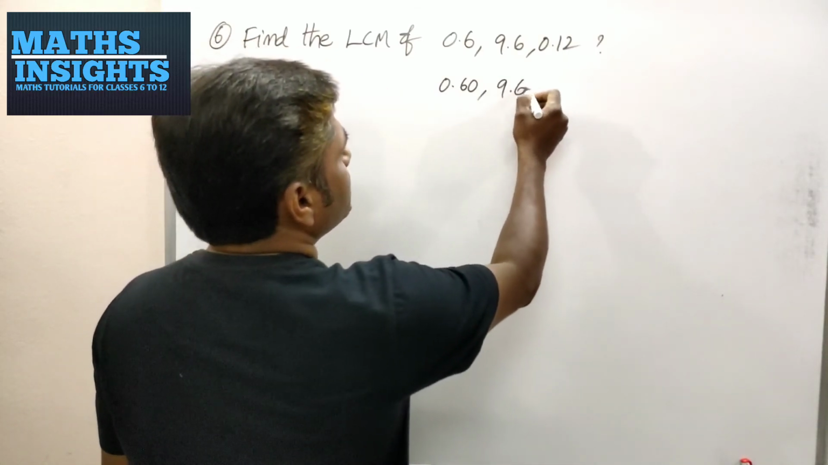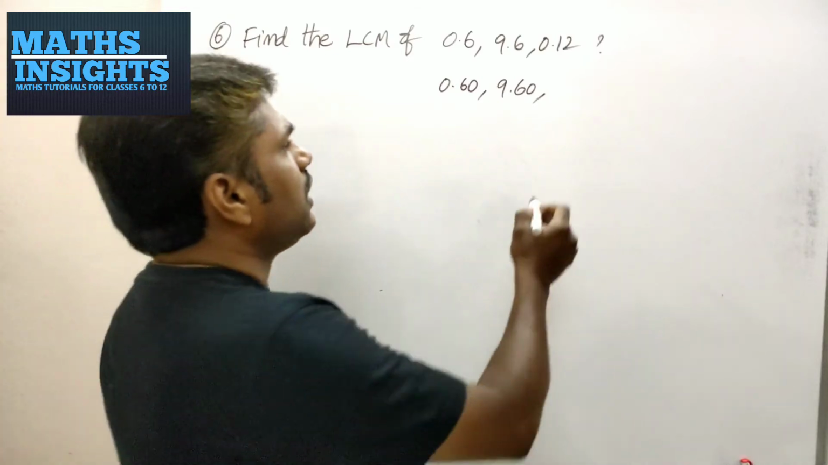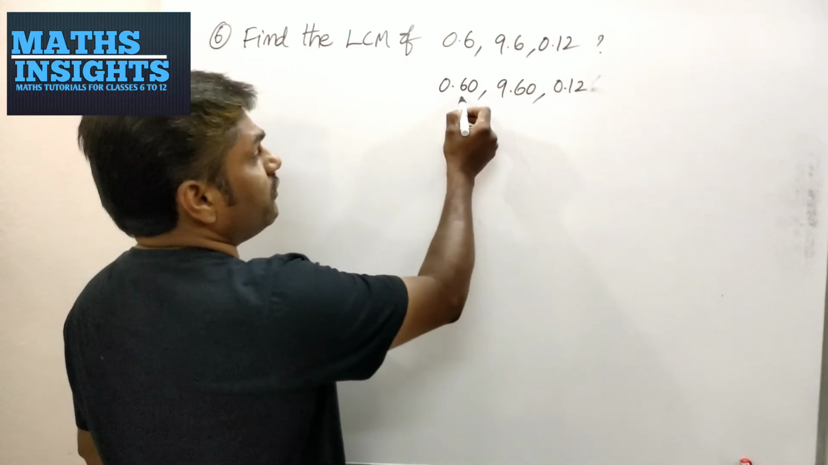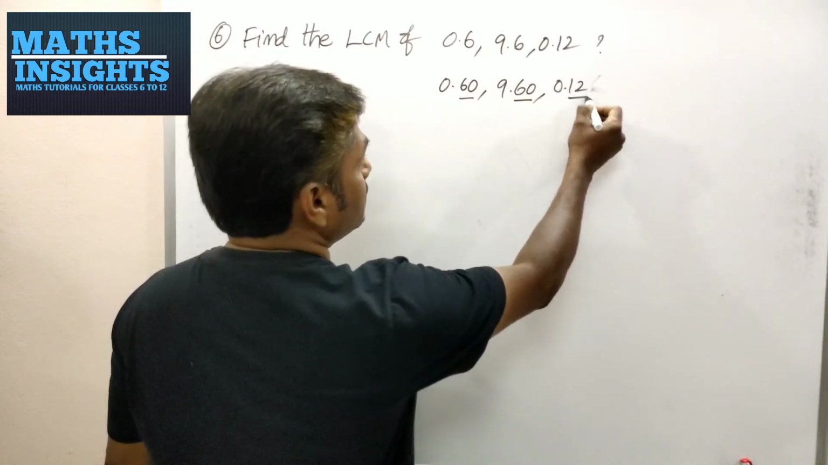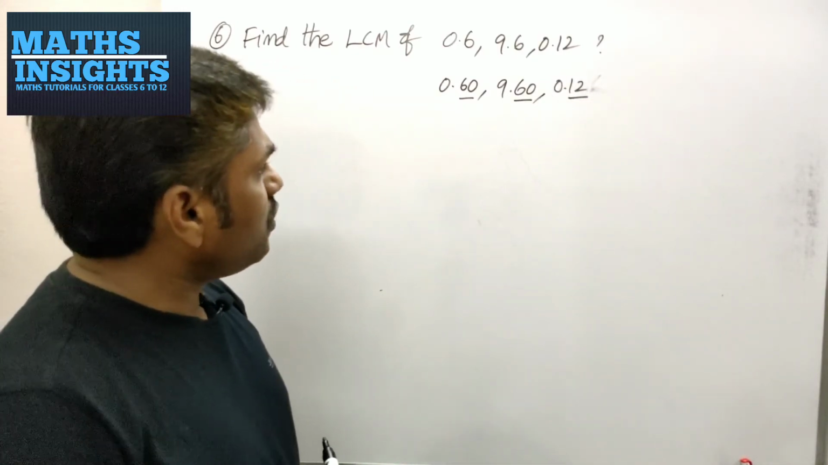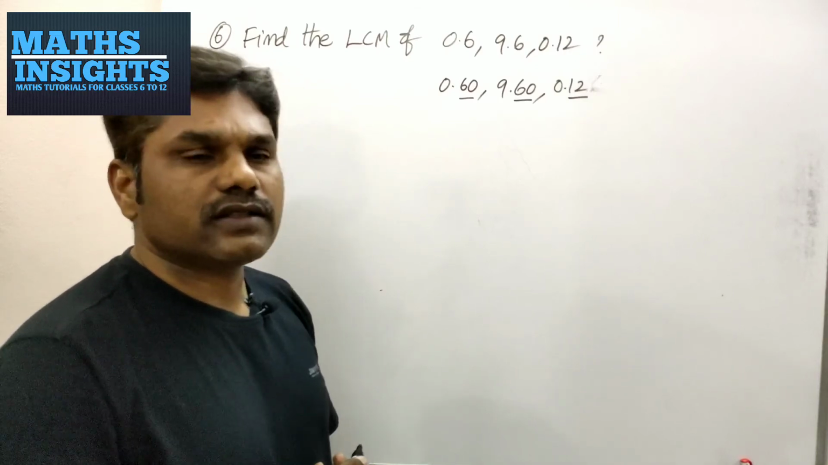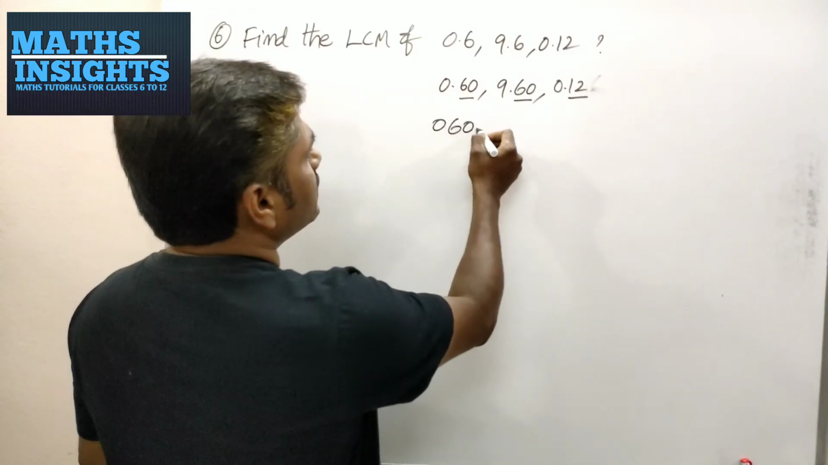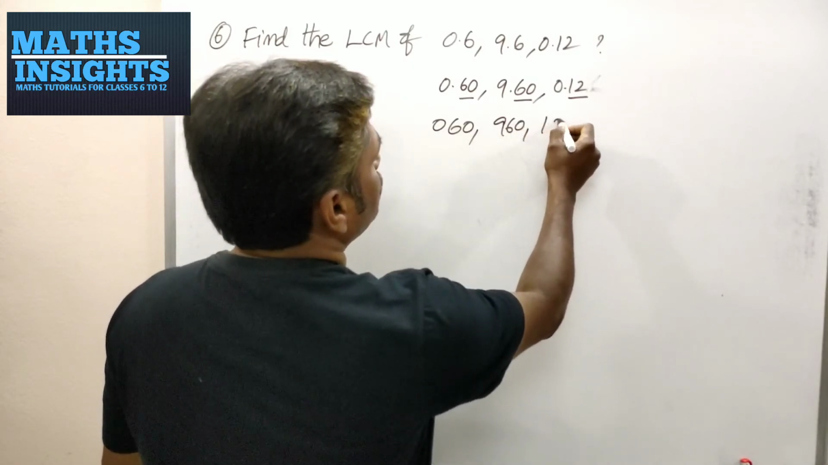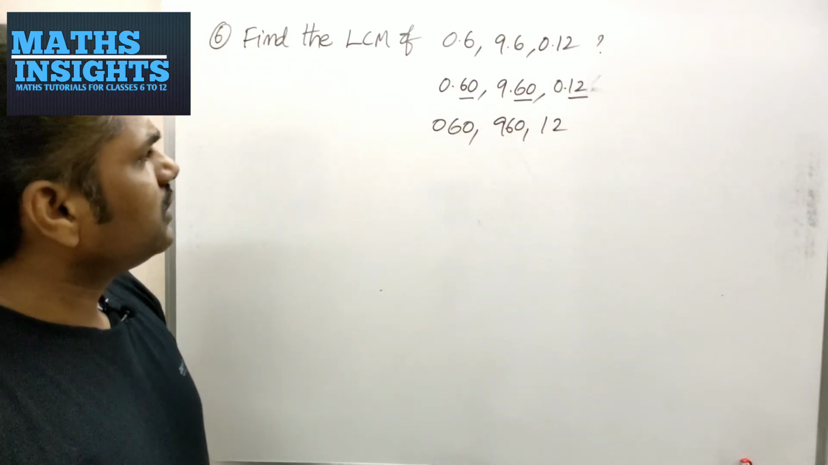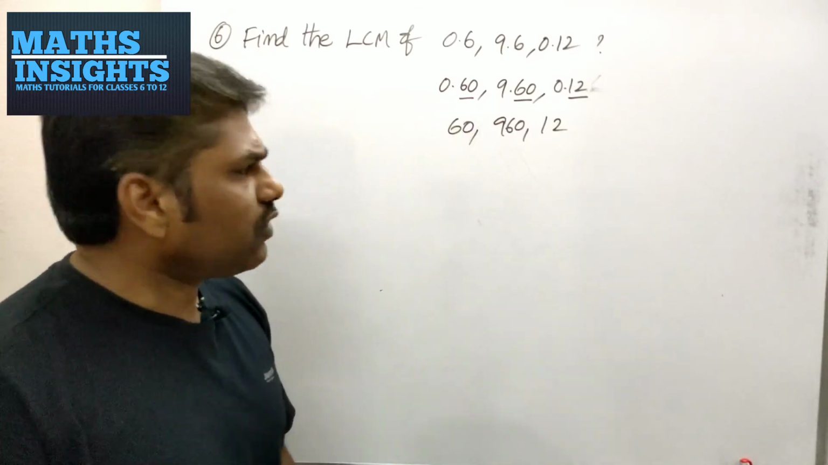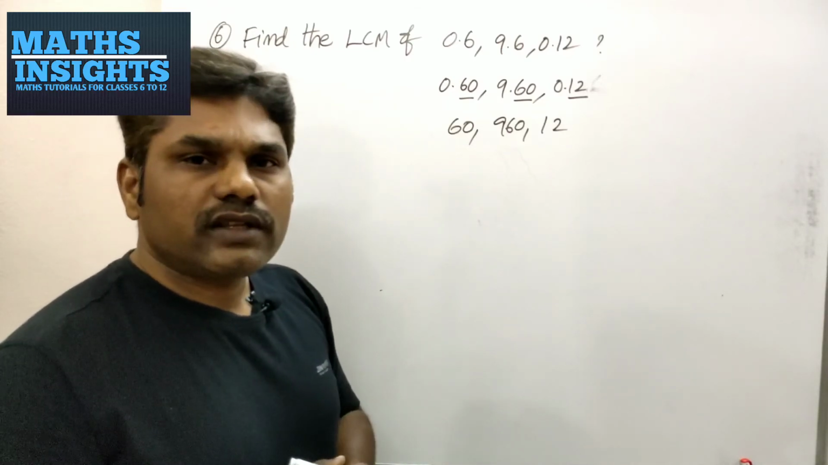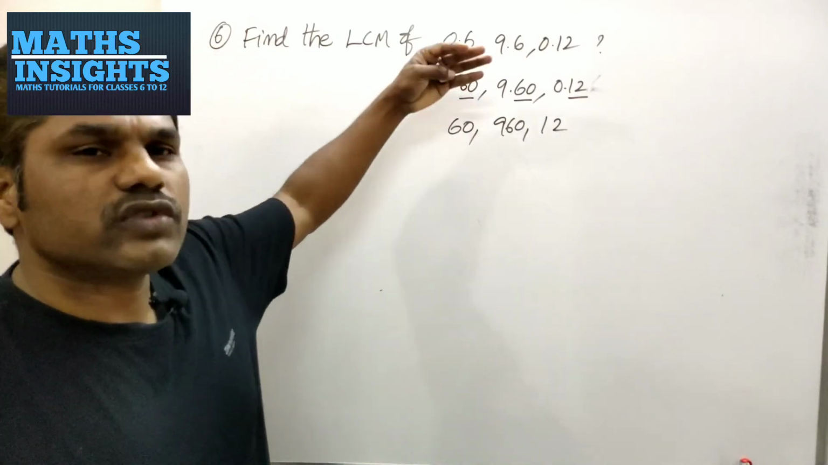And this is 9.60 and 0.12. See, 1 2 is already there, two digits are there. After decimals 2 digits, here also 2 digits, here also 2 digits. So after making it like this, you have to find the LCM of these three numbers: 60, 960, 12. Then see, writing 0 is not required. Find the LCM of these three numbers, then that will be the LCM of the original numbers.